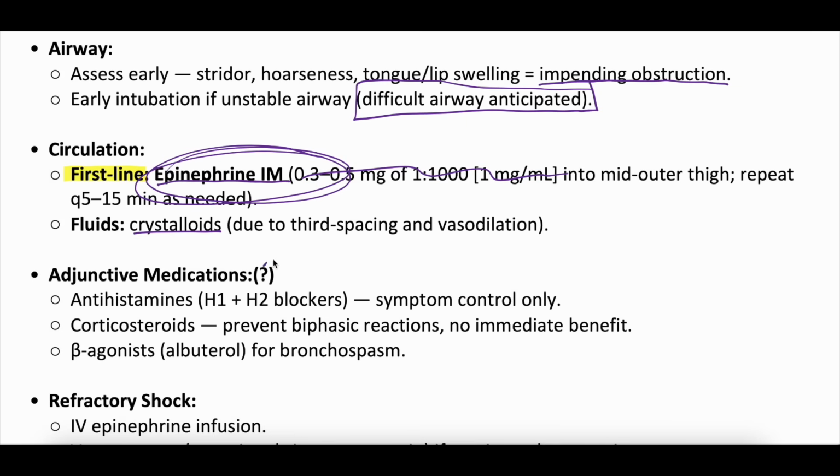Adjunctive medications, I put a question mark here because do these work that well? Unclear. But we'll usually give them dual histamine blockers, H1 and H2 blockers, with the thought being there's maybe some symptom control. Some folks think steroids prevent a biphasic reaction, right? Anaphylaxis can get better and then get worse again, so it can recur. This is the biphasic reaction, reaction 1, reaction 2. And there's some thought that steroids decrease the incidence of the biphasic reaction, but that's not totally well teased out in the literature. And then albuterol for bronchospasm.